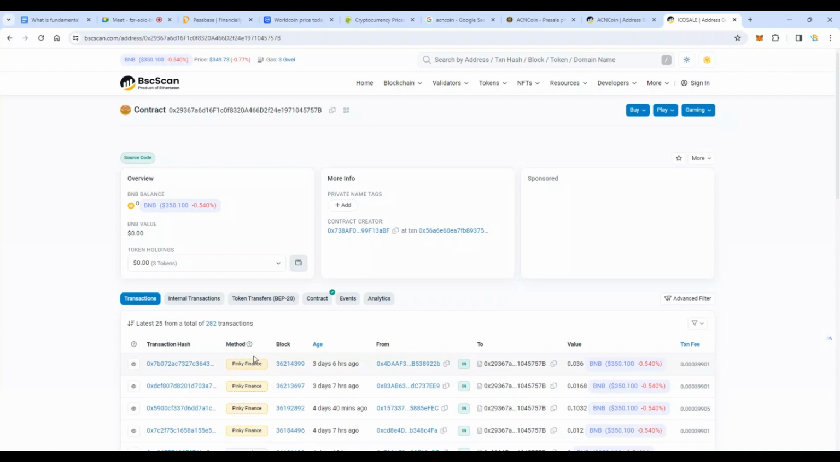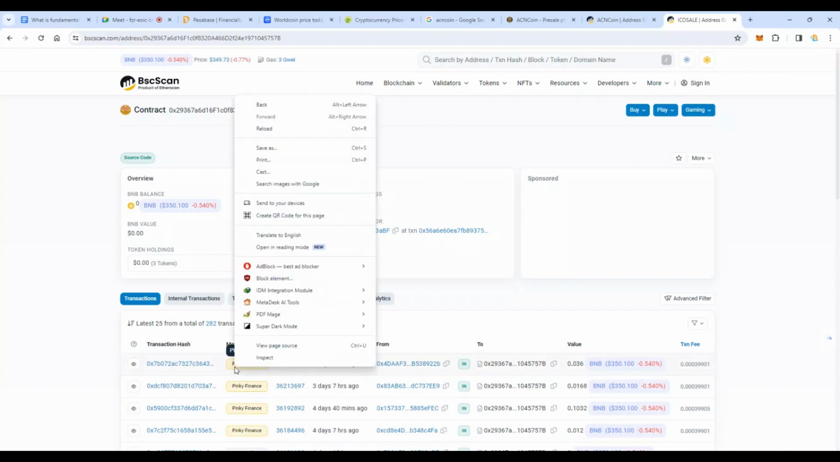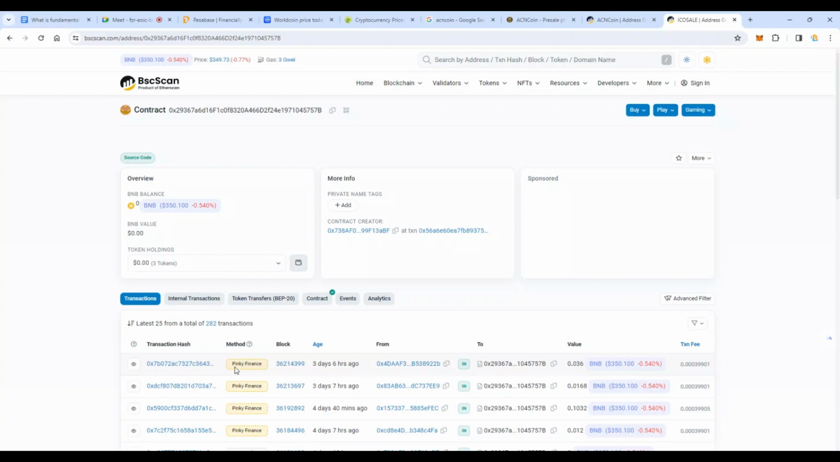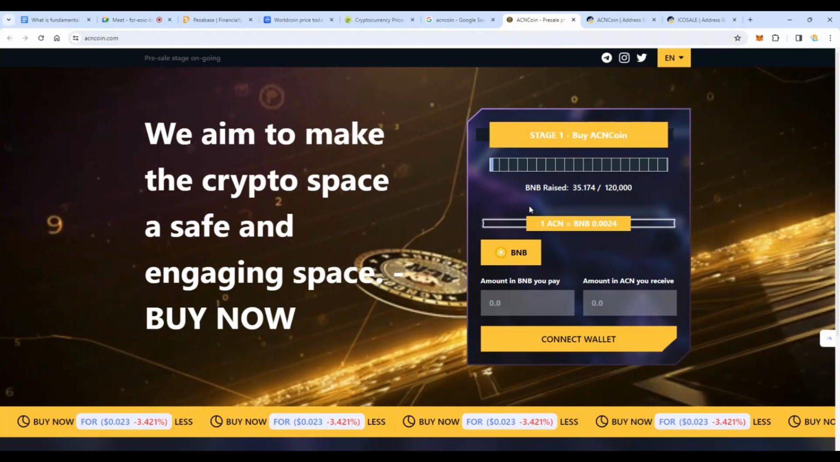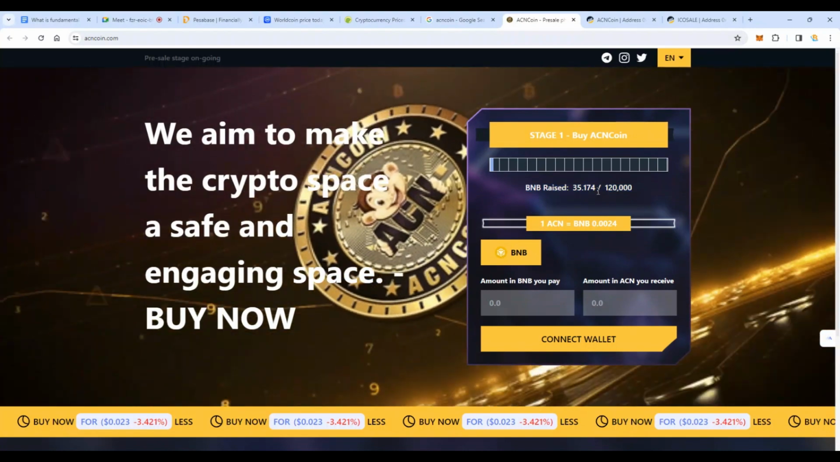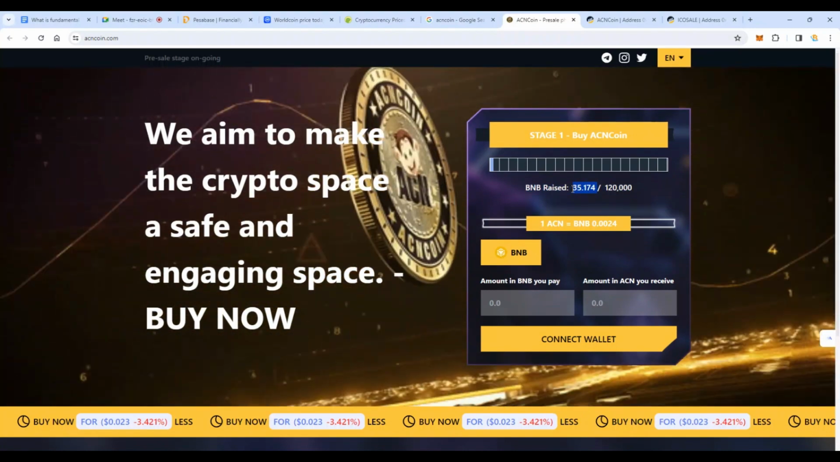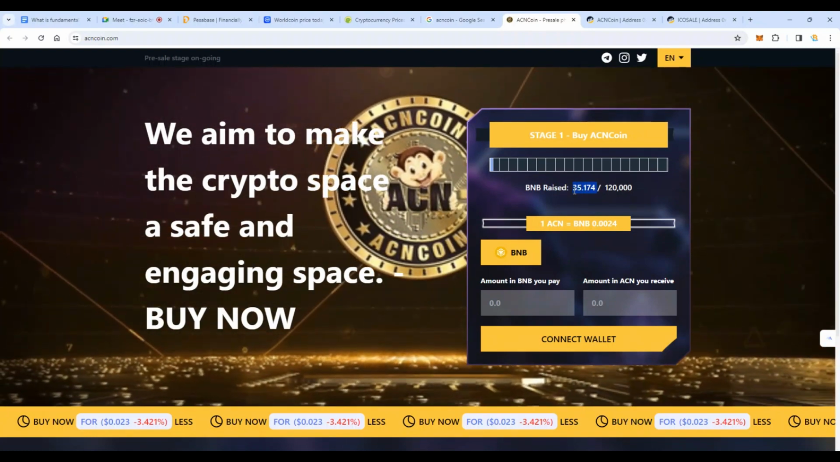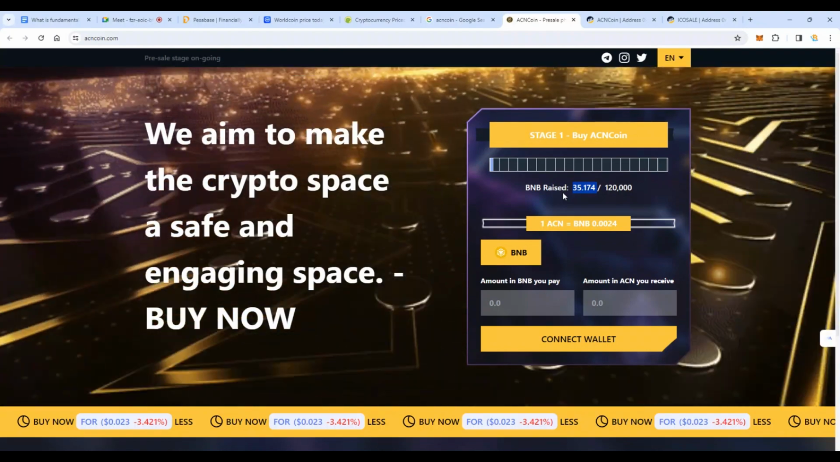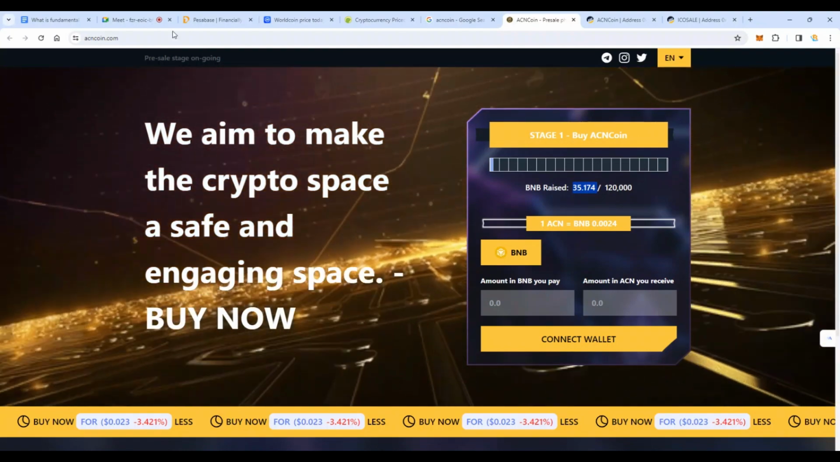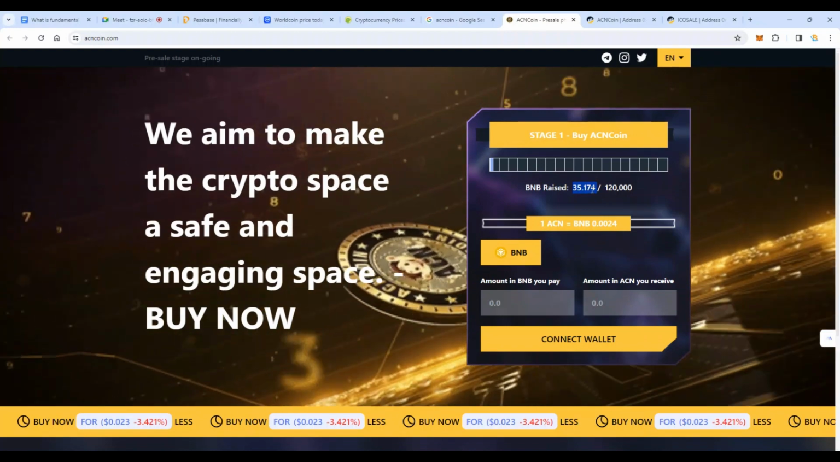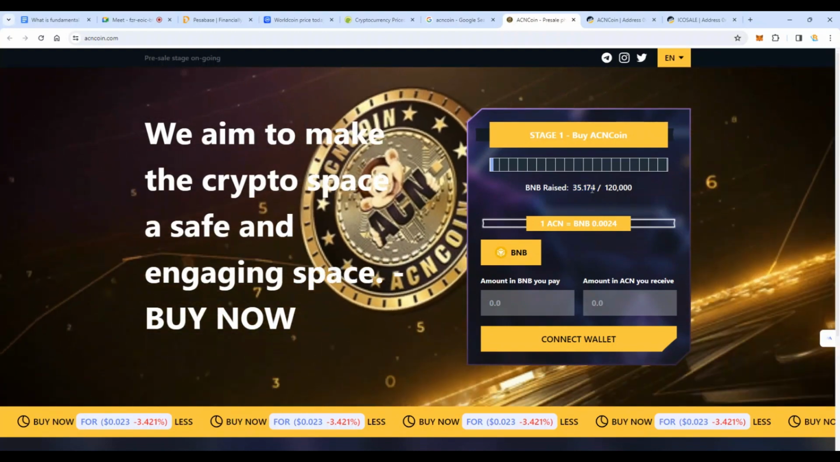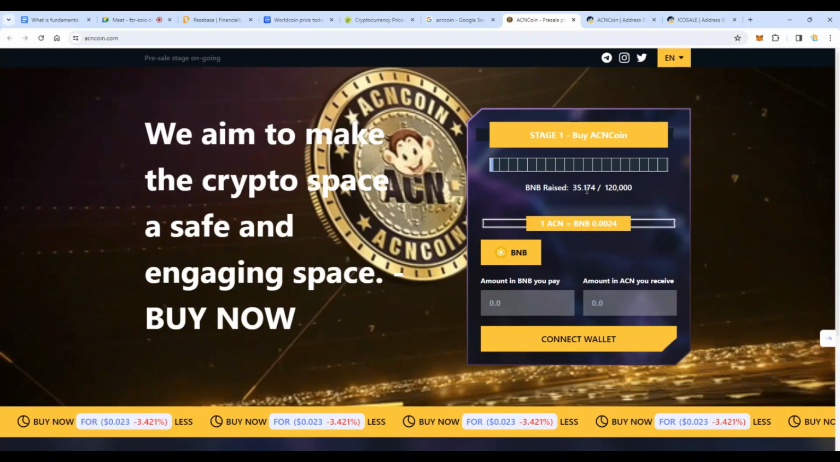Now, Pinky Finance is a platform that facilitates pre-sale of projects, yeah? Now, if you look here, how many BNBs have they raised? Can you see how many BNBs they've raised during the pre-sale? Yes. How many? 35.17. Good. 35.17 BNBs, right?